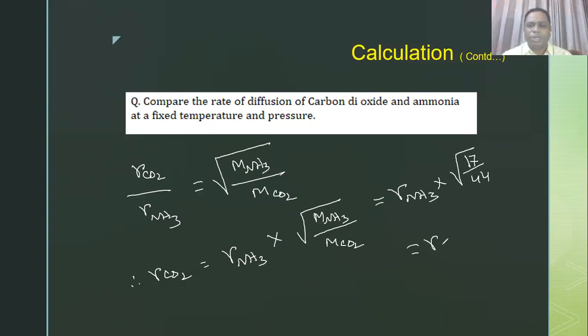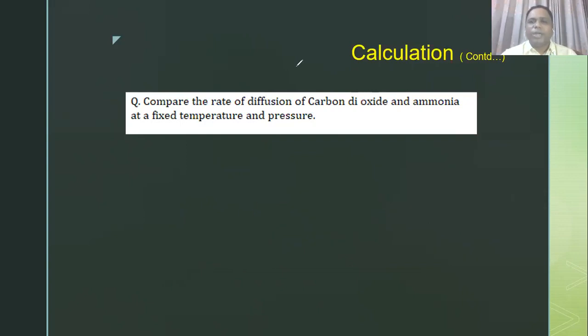So this calculation will give you the idea. What will be the rate of diffusion among carbon dioxide and ammonia? Which one will be faster, which one will be slower? We can get it from their molecular mass, but the exact amount can be obtained from this relationship.